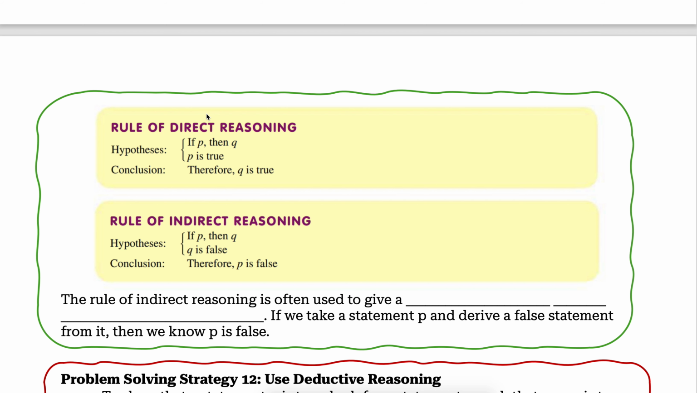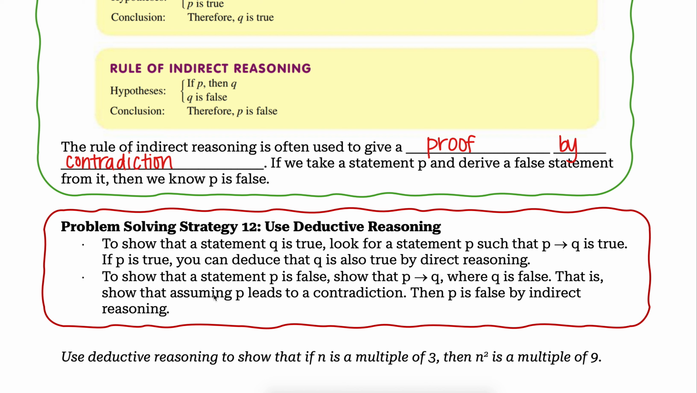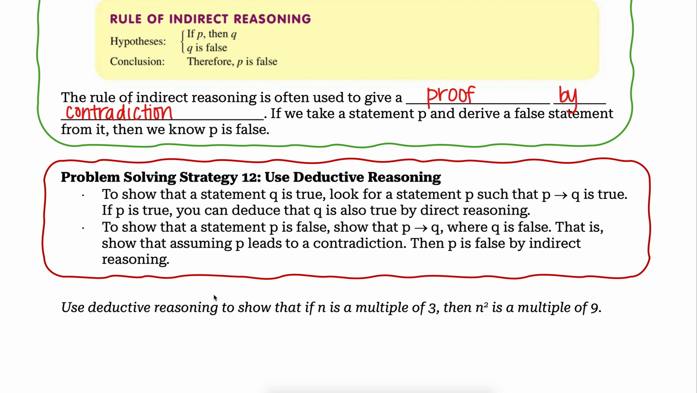A lot of times when you talk about indirect reasoning, it's called proof by contradiction. And if you take a lot of math theory classes, you find that you actually use proof by contradiction quite often. Sometimes it's easier to show something is false than to go directly to show it is true. So we're going to look at this last problem-solving strategy tip where we're going to use deductive reasoning. We're going to prove something.